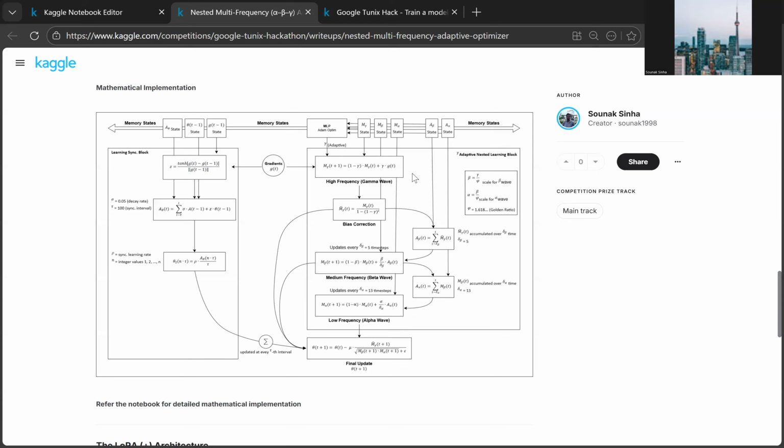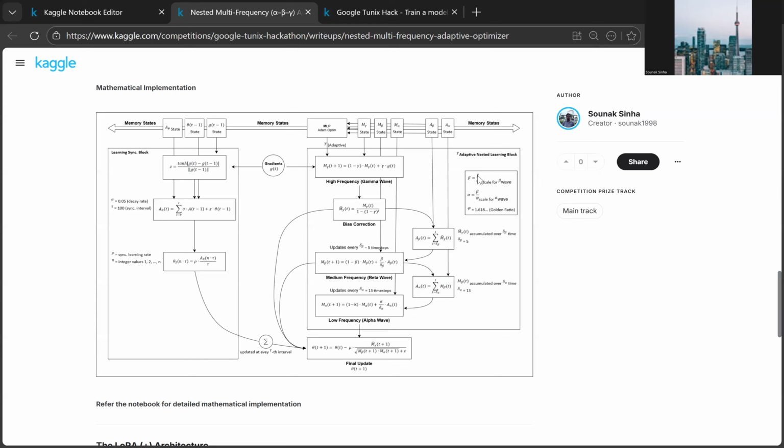And along with this, I have also used the golden triplet rule. The paper suggests that in brains the waves are kind of factored. They are not just discrete waves, they are factored in a factorization of the golden ratio. So that's what I have done here.